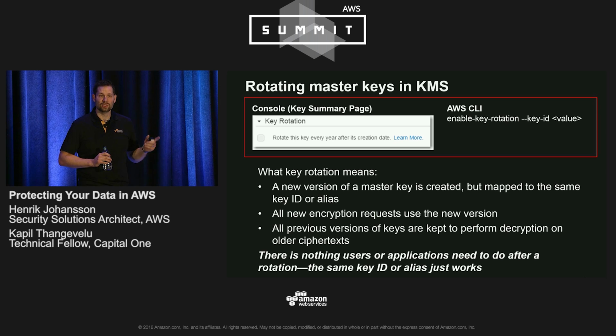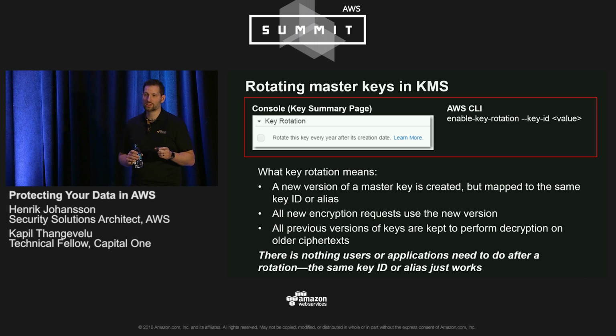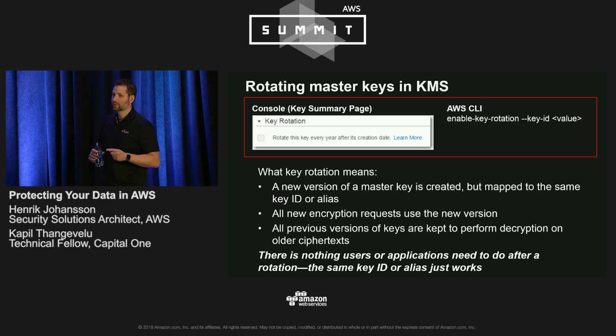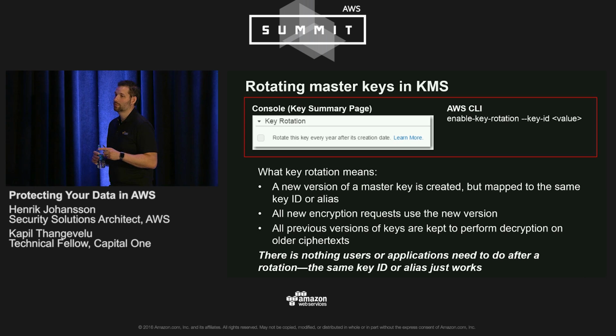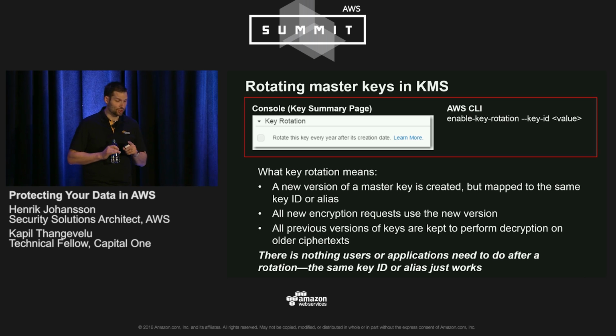So the new key will use the same alias, and every new request coming into the service will use this new key. But any data that has already been encrypted with the old keys will still use the old key, and we will simply store a version of the key. So if you need to access older data that has already been encrypted, it's going to automatically use the old key instead. You don't need to do anything.